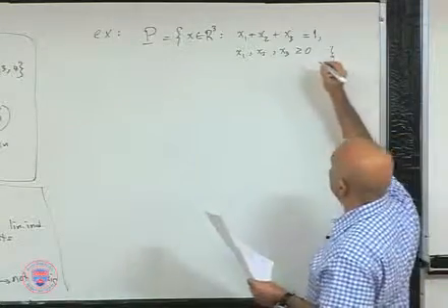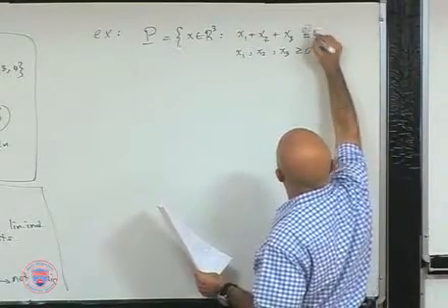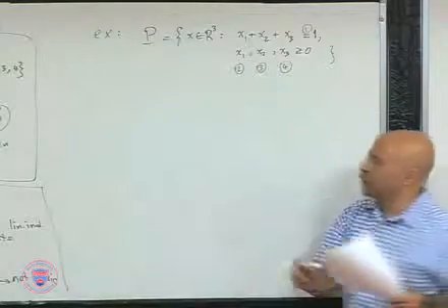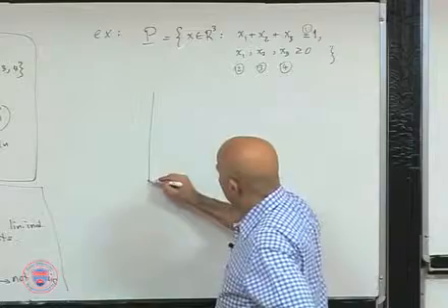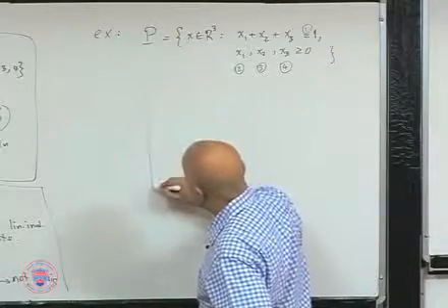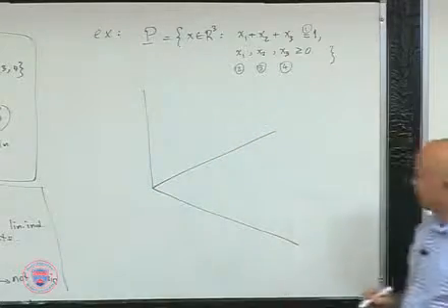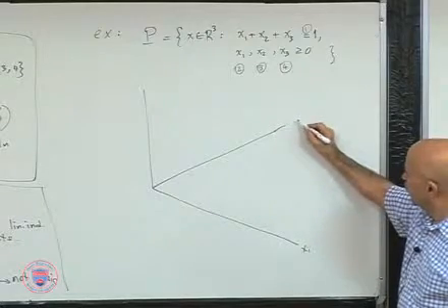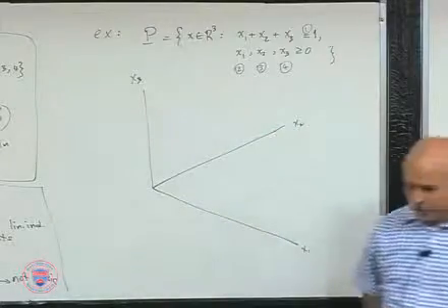Let me just number these constraints. Let's call this constraint number 1, number 2, number 3, number 4. So the non-negativity constraints are number 2, 3, and 4. So in this case, if you picture this in the form of 3 axes, x1, x2, and x3. So you are in 3-dimensional space.